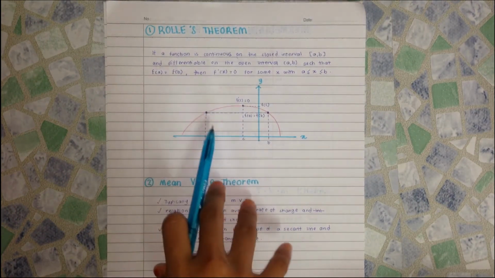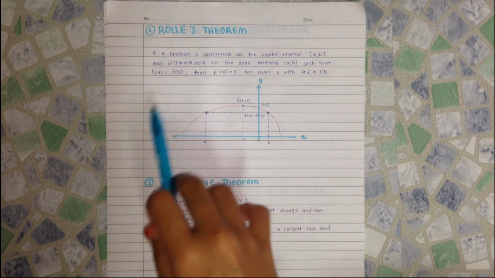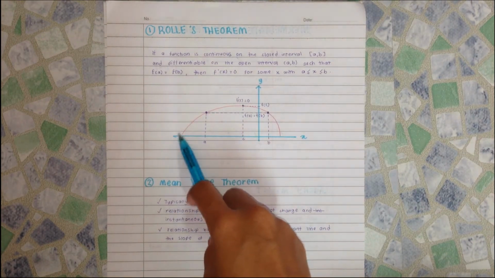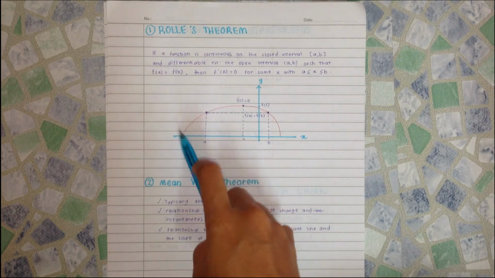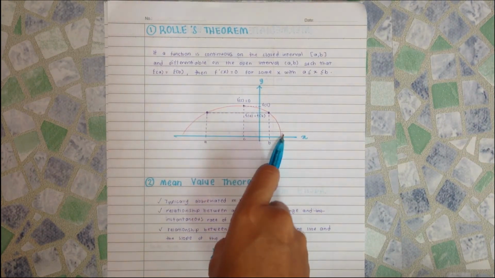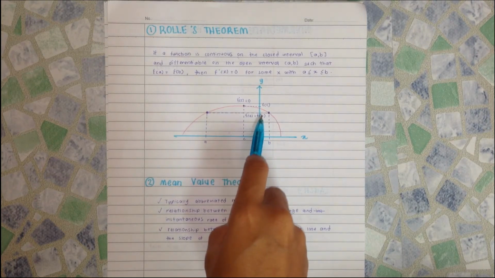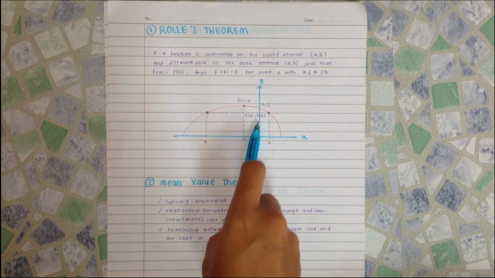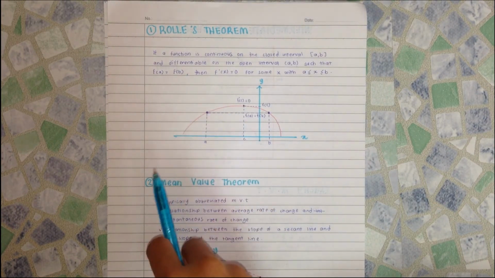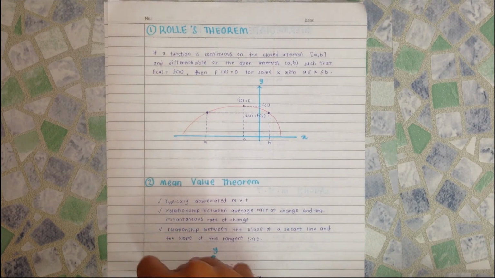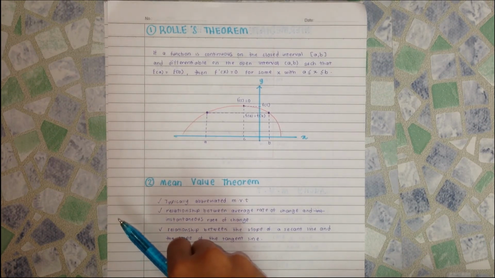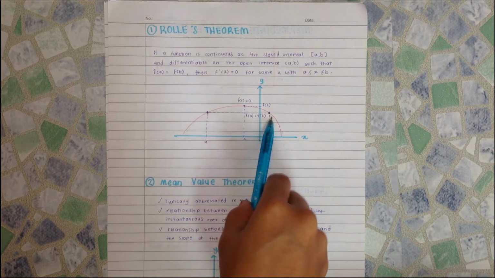So now we have a graph, and this is a continuous curve. If a continuous curve passes through the same y value twice and has a unique tangent line, a derivative, at every point of the interval, then somewhere between the endpoints it has a tangent parallel to the x-axis.